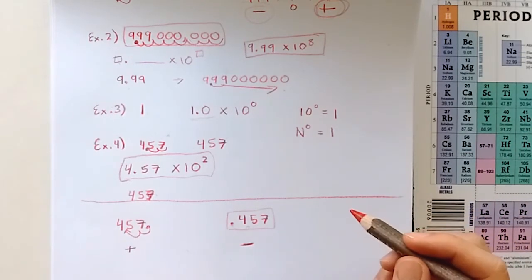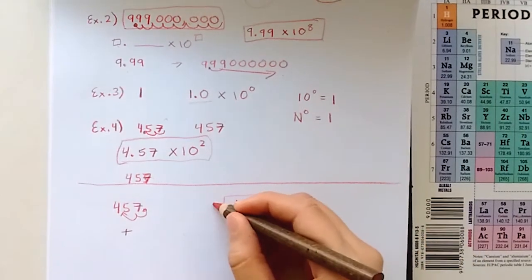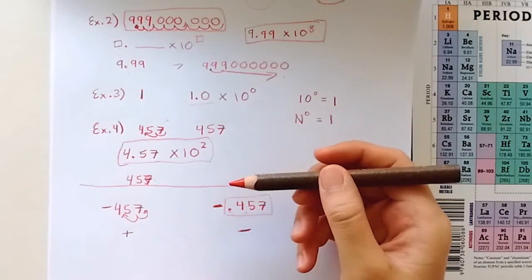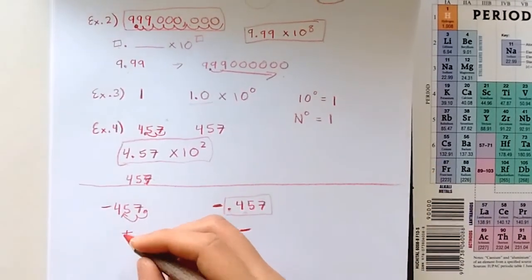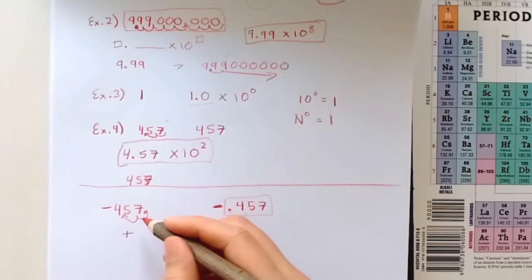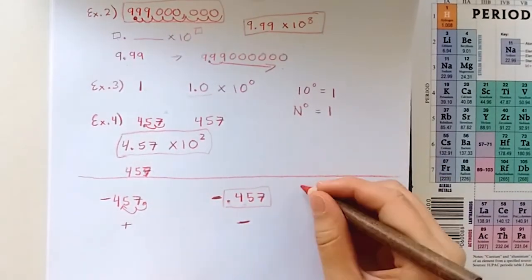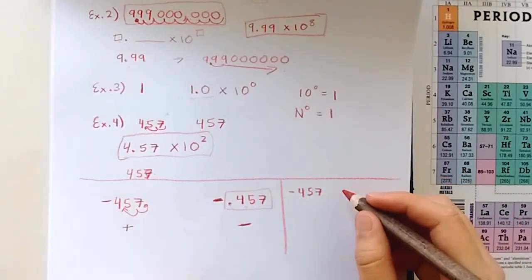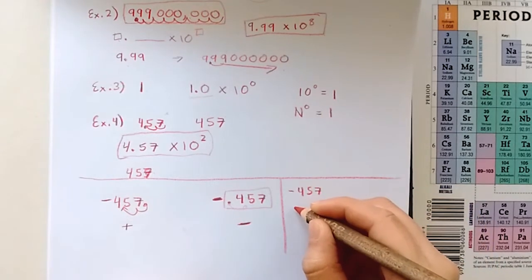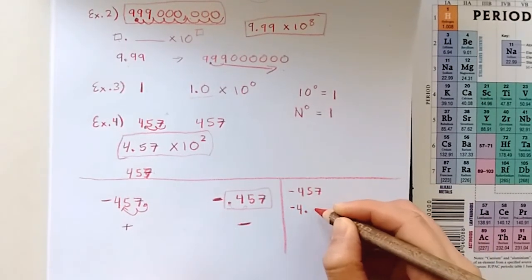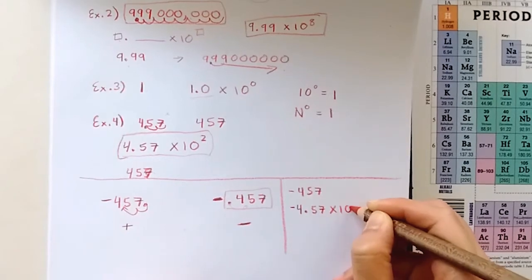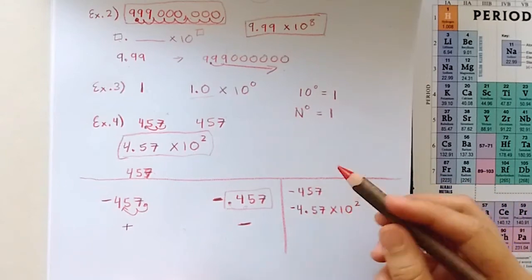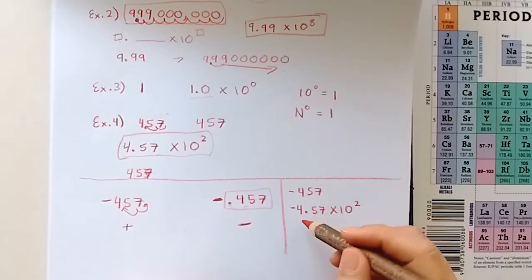Also, if there are positive or negative values, let's say this was negative, you just put the negative signs with the numbers. So if this is negative, so we have negative 457, and they told you to write in scientific notation, it would just be negative 4.57 times 10 to the 2. So the same rules apply, it's just that you're adding a negative sign if they tell you there is one.